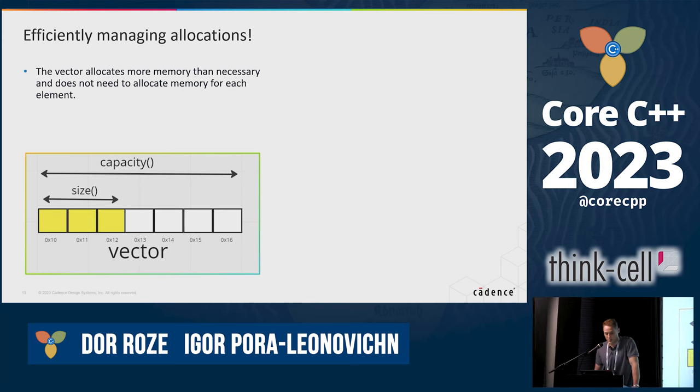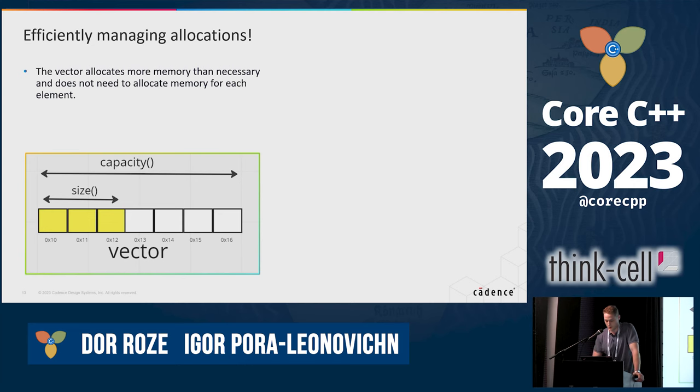So the vector allocates more memory than necessary and does not need to allocate memory for each element. Let's look at this example. We have a vector with only three elements, but the capacity of this vector is 7, which means the vector already allocated 7 elements. So once you want to push a new element, it does not need to allocate a new element. That's also an advantage the vector has and the list does not, because the list has to allocate new memory for each element it is pushing.